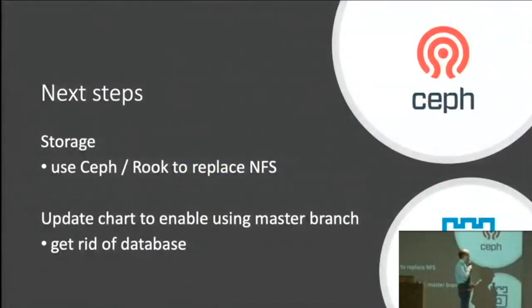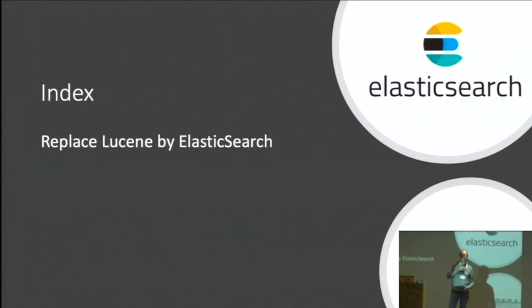Now, the next steps, what we intend to work on next, is to replace the NFS underneath the Gerrit installations by the Ceph Rook combination, what Luca showed this morning. We also want to update the chart so that we can also use the master branch of Gerrit, because then we get rid of the database setup, which is adding quite some complexity to the setup, especially because you first need a backup of the database to transfer from the master database to the slave database, which is quite complex. We also want to replace Lucene by Elasticsearch.